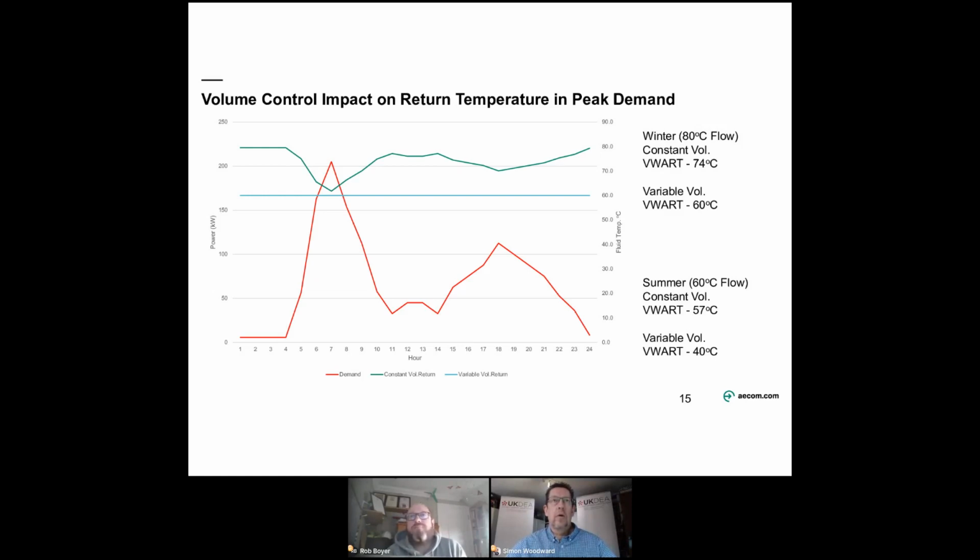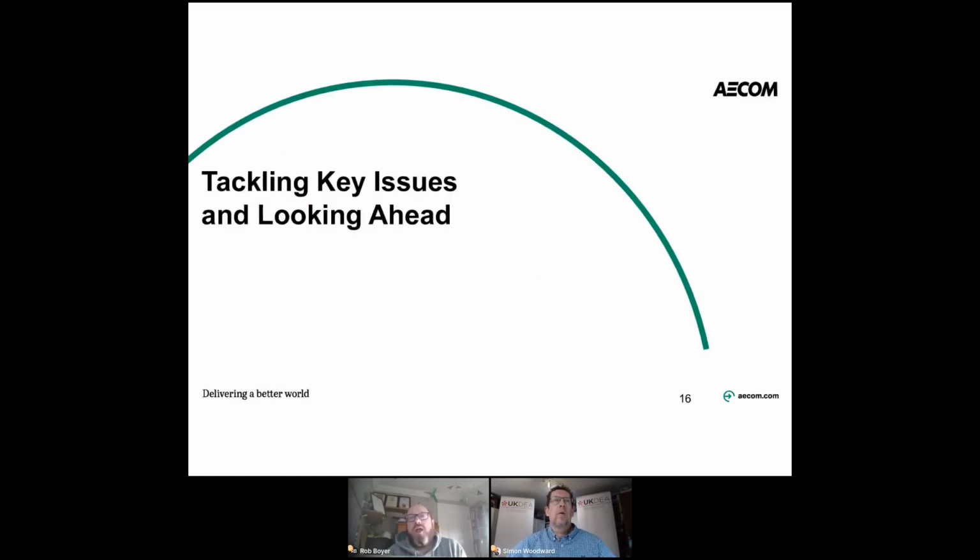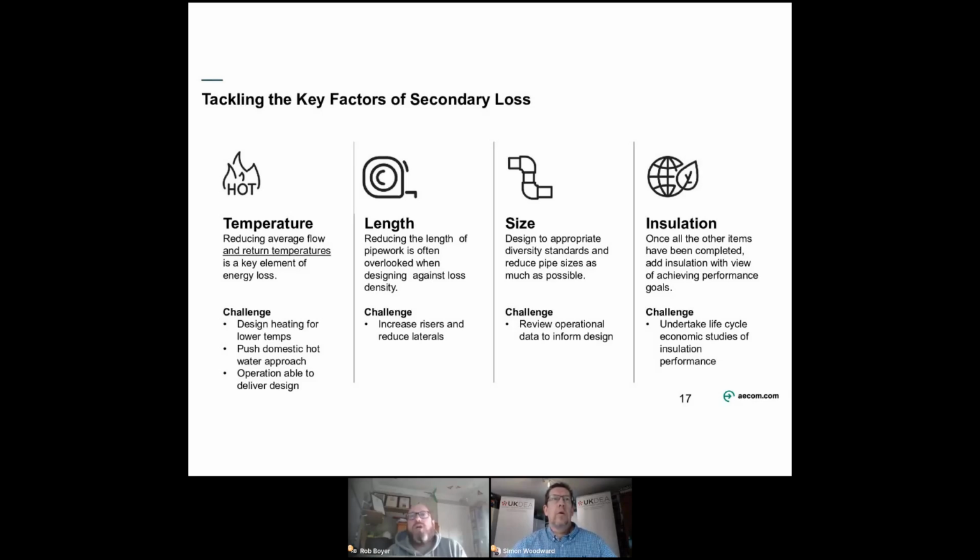So tackling key issues and looking ahead, we've got to tackle temperature, length, size, and insulation. So we should be pushing down temperatures wherever possible, including the next big challenge, which is domestic hot water. We should be challenging for more risers and reducing laterals and total installed length. We should be looking at operational data and creating operationally data-rich environments to enable optimization of networks, and also ensure we undertake life cycle economic analysis to ensure that we are delivering good value to the developer and the client.